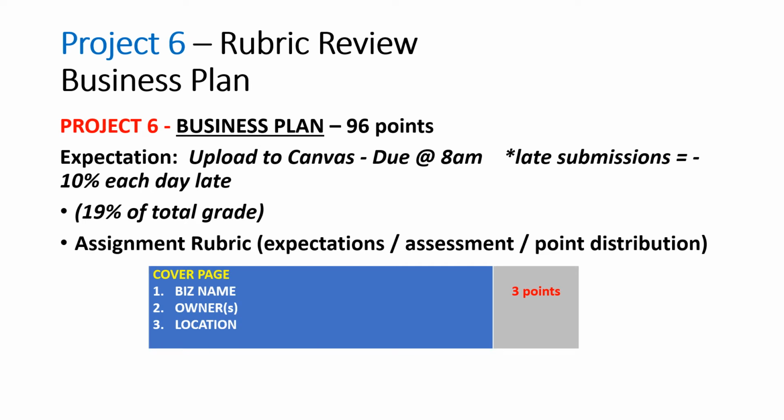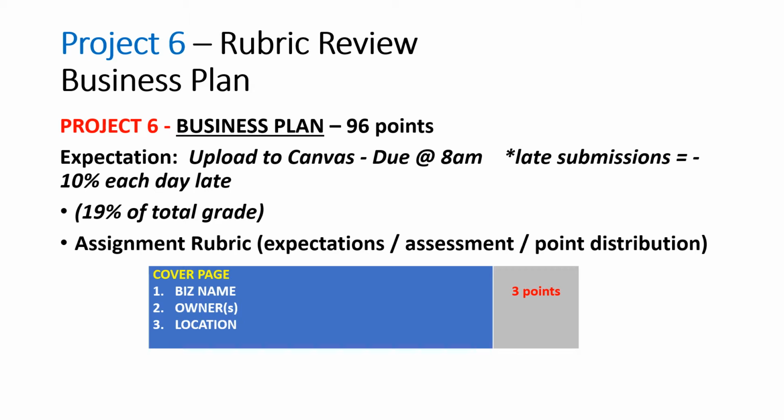Going to do our final project rubric review here. It's project 6, your business plan. As you can see here, 96 points, 19% of your total grade. But again, each of the sections are things that you've already worked on from previous projects. So it's okay to copy, cut, and paste as we go there.